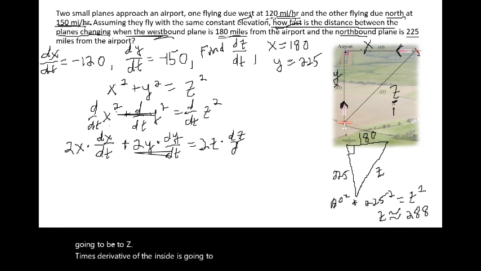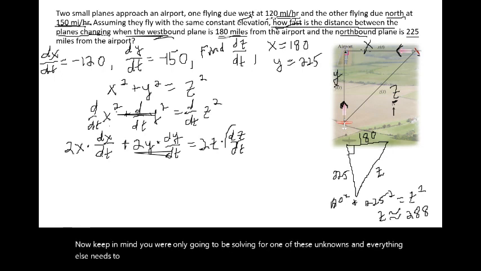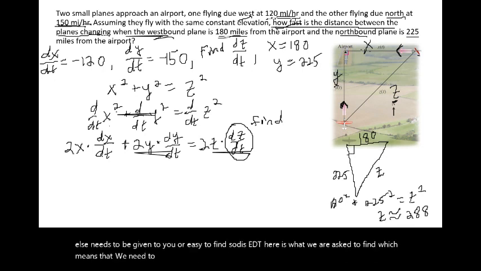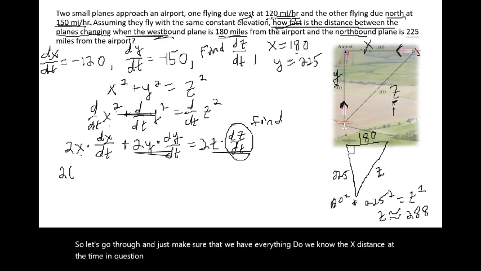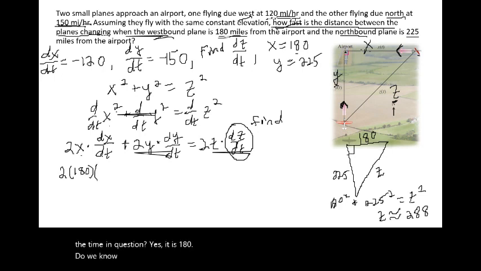dz/dt. Now keep in mind, you are only going to be solving for one of these unknowns, and everything else needs to be given to you or easy to find. So dz/dt here is what we are asked to find, which means that we need to be given everything else. So let's go through and just make sure that we have everything. Do we know the x distance at the time in question? Yes, it is 180. Do we know the rate of change of x with respect to time? Yes, it is negative 120.